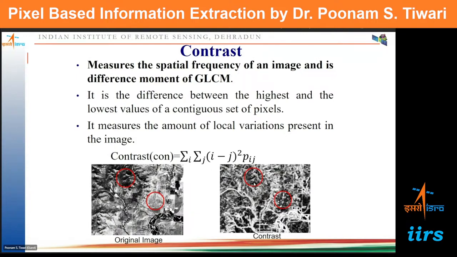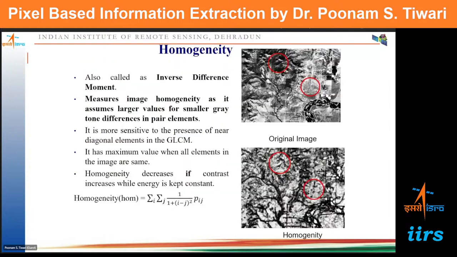So then we have this contrast. Contrast is the spatial frequency of an image and is the difference moment of GLCM. It is the difference between the highest and lowest values of a contiguous set of pixels. It measures the amount of local variation present in the image. So how much contrast is there? So how much variation is there? Okay. So you calculate all these contrast, and then we have homogeneity.